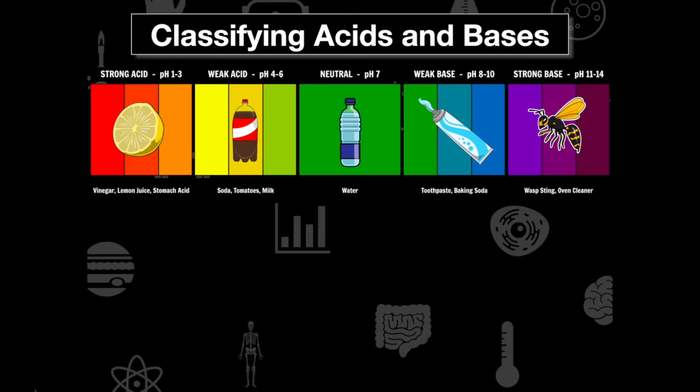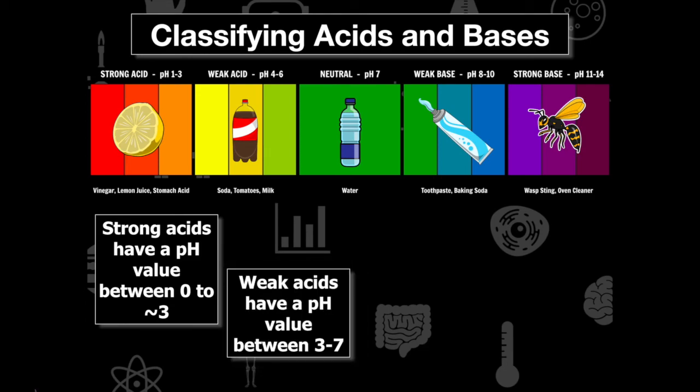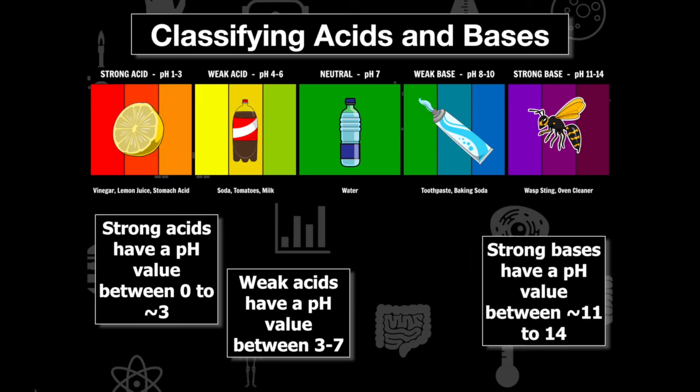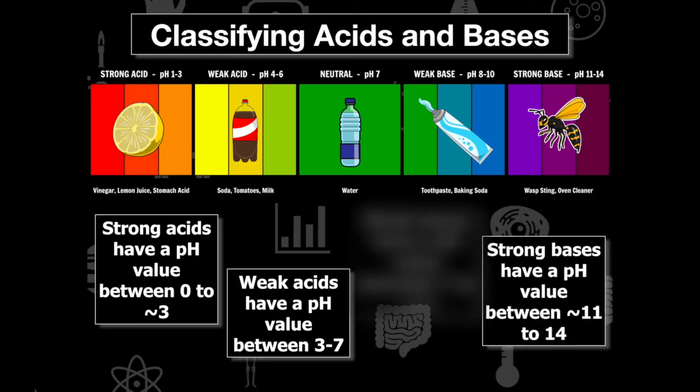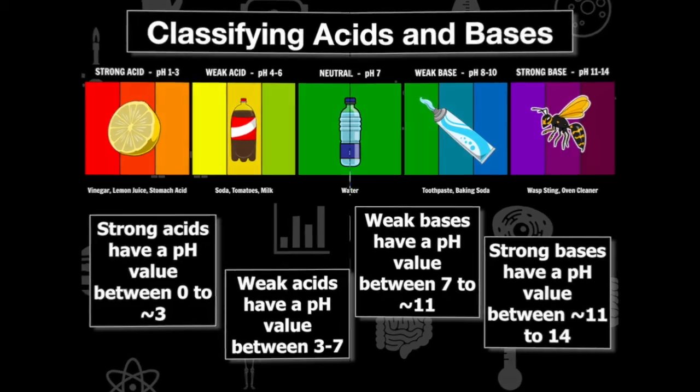Now, we can classify acids and bases depending upon what they are. Strong acids have a pH value between 0 and 3. Weak acids are somewhere between 3 and 7. Strong bases have a pH between 11 and 14, and weak bases have a pH between 7 and 11. Technically, a neutral pH is 7. That is an equal number of H+ ions and OH- ions in solution.